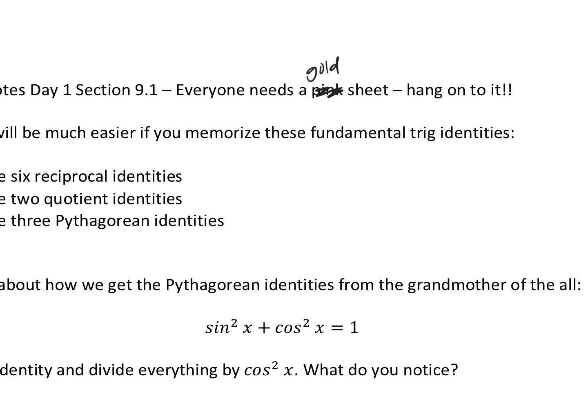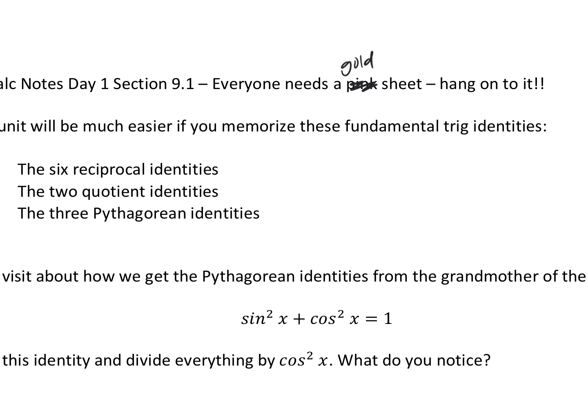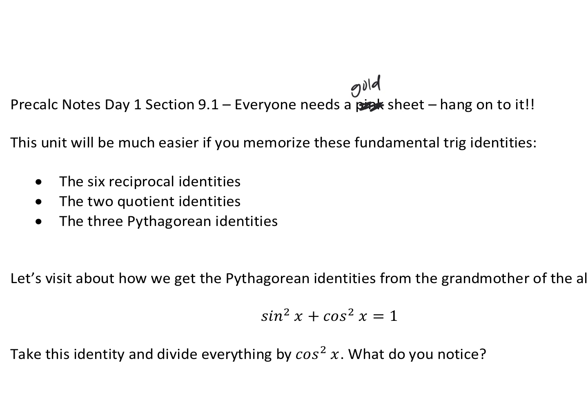the gold sheet, you should kind of recognize, because we've already talked about the 6 reciprocal identities. We've already talked about the quotient identities. Quotient identities are just like tangent is sine over cosine, cotangent is cosine over sine. And then we did talk about the Pythagorean identity of sine squared plus cosine squared equals 1.